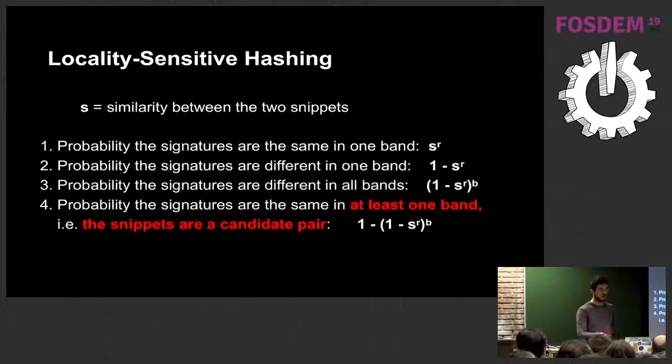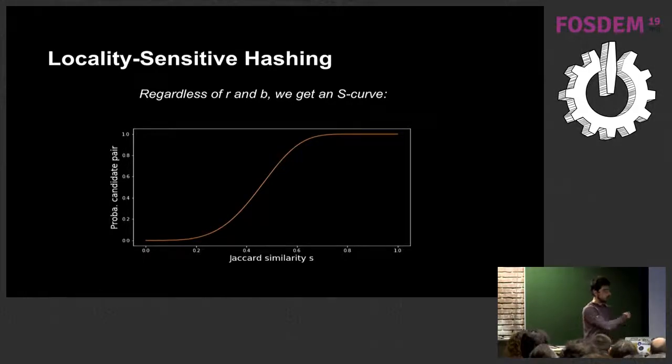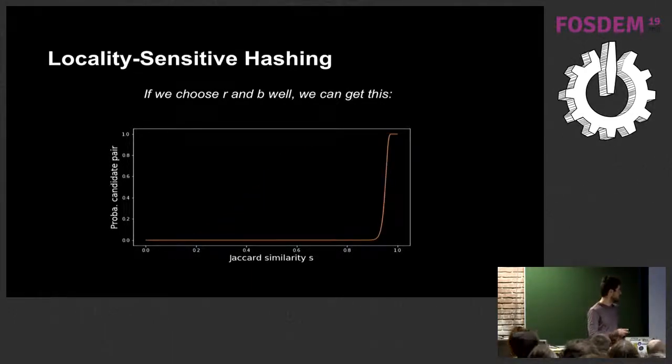So for those of you that don't often do math or haven't done some for a while, this might seem a bit abstract, but basically this function, regardless of R and B, has this shape, what we call an S-curve. Now, if we choose R and B appropriately, we get this kind of curve, which is exactly what we want, because that curve means that if we have a candidate pair, then with high probability they will have a Jaccard similarity over a certain threshold that you can choose beforehand. So here, this is an example with a threshold of about 0.95 for the similarity.